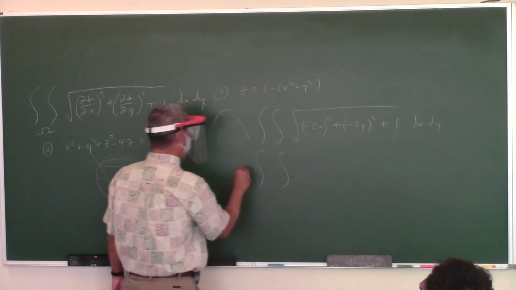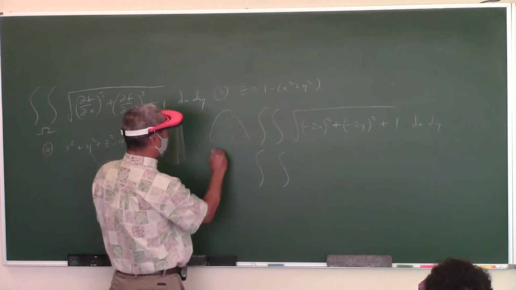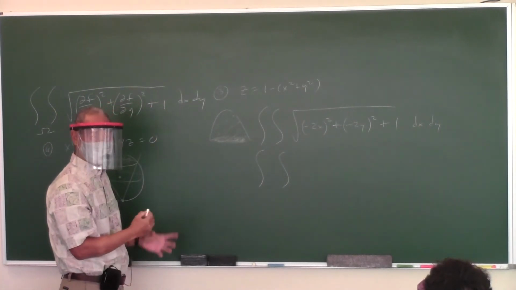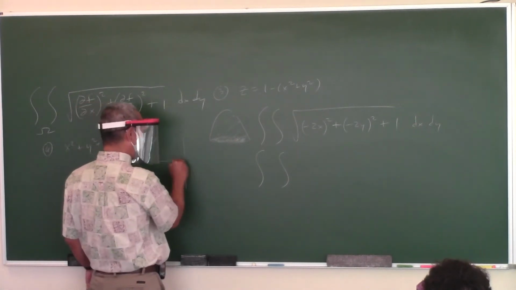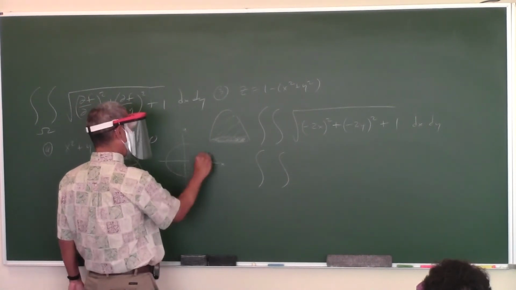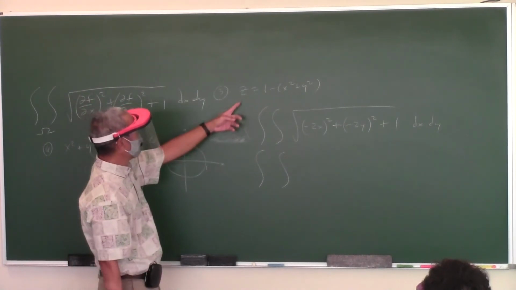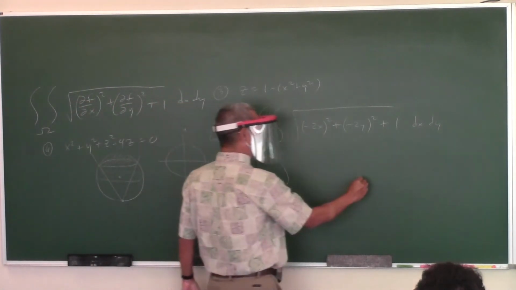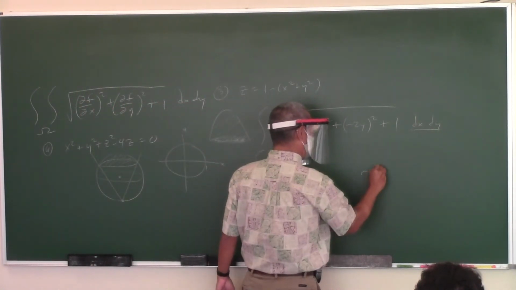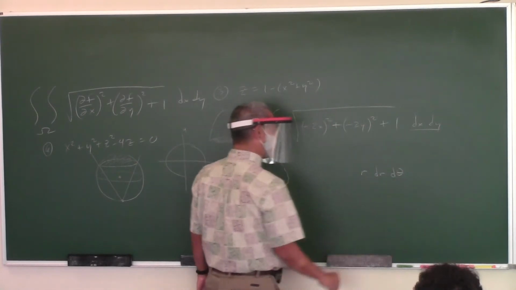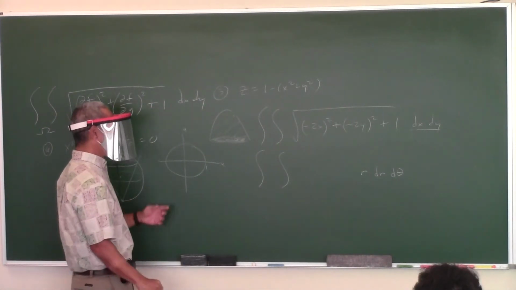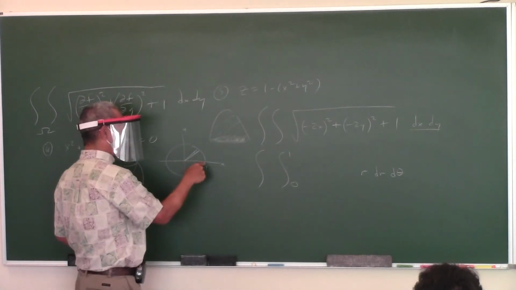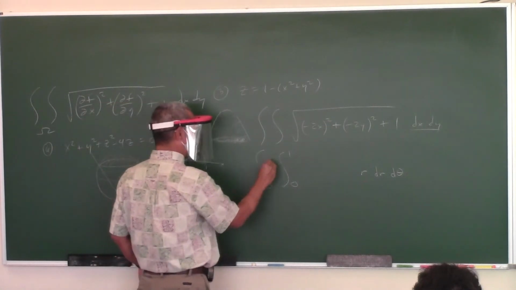Now omega is what happens when you smash this down onto the xy plane. That's the xy plane there, and it's just a circle. If you look at it from above, what are you going to see? A circle of radius 1, because if you set z equal to 0... Therefore, remember this is equivalent to r dr d theta. If I integrate with respect to r first, r is going to go from 0 to 1, and theta is going to go from 0 to 2 pi.